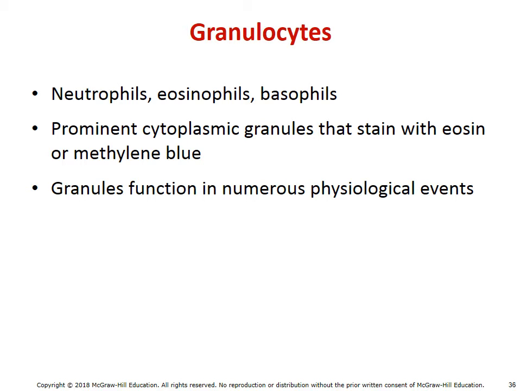Again, they're called granulocytes because whenever we stain them with eosin or methylene blue, we see the presence of granules. These granules are not consistent, though, across the different types of cells. Each cell will have a different use for their granules.